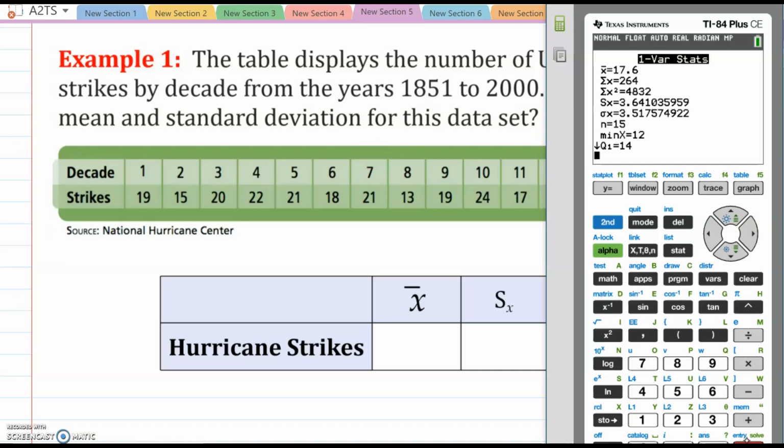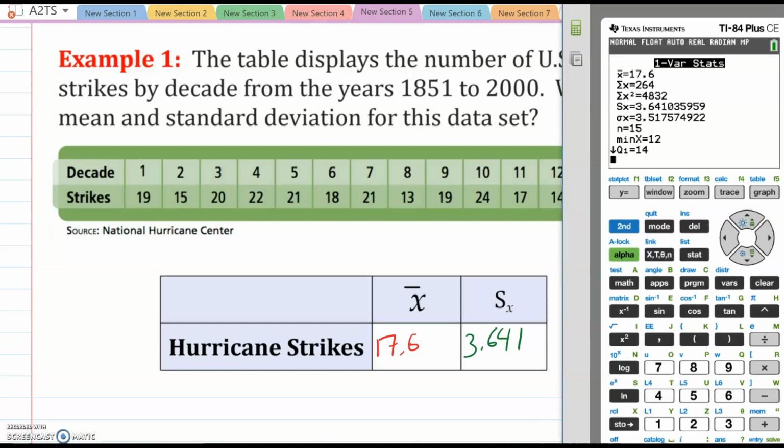Now, I'm going to focus on, first off, x bar is 17.6. Okay, so I'm going to say that's going to be 17.6 there. Very nice. My s sub x value, on the other hand, is going to be this one up here. Notice it's not the full population. It's not all hurricanes. It's just the ones over the last 15 decades. So we're now going to say that 3.641 is my standard deviation.